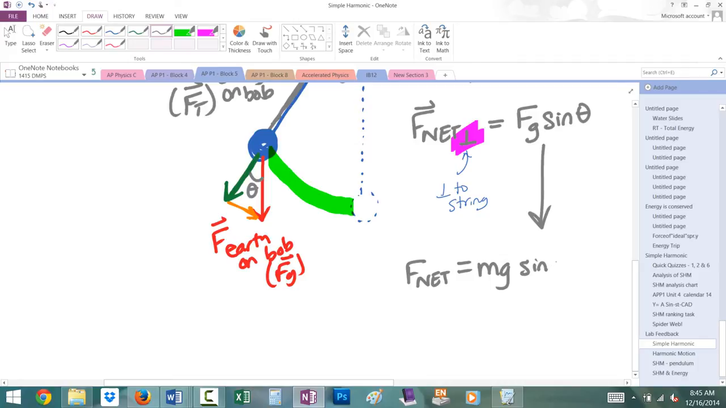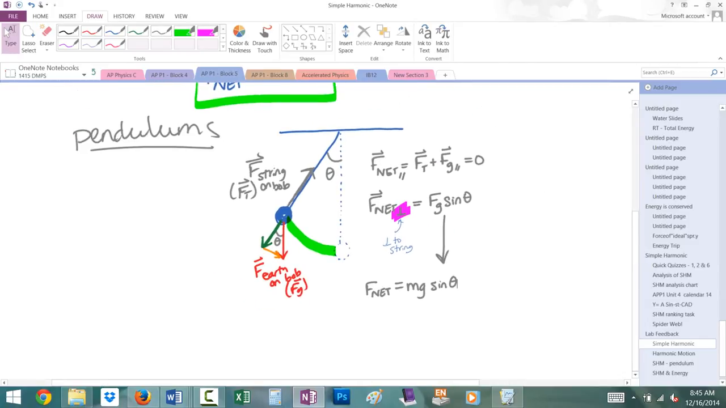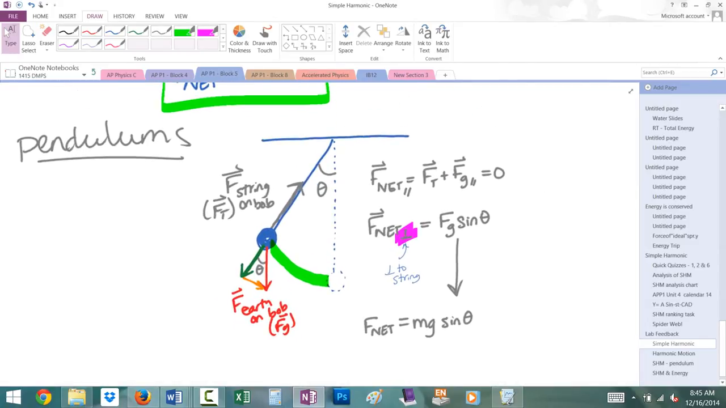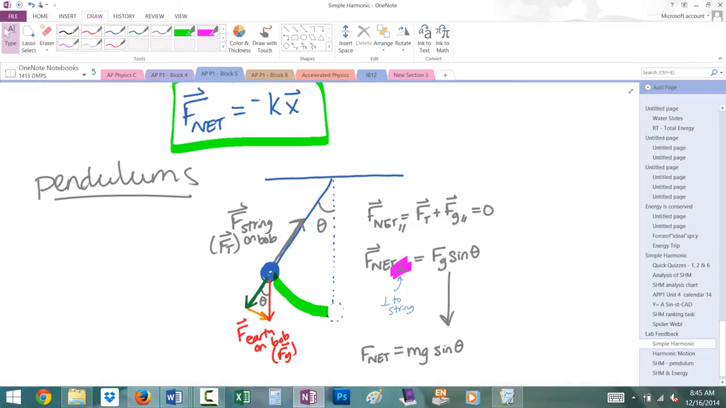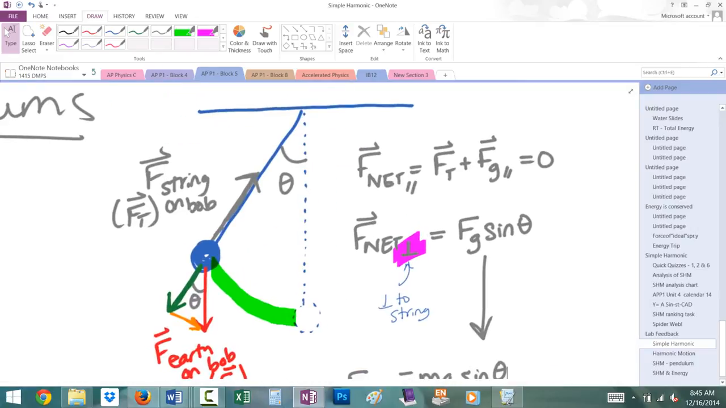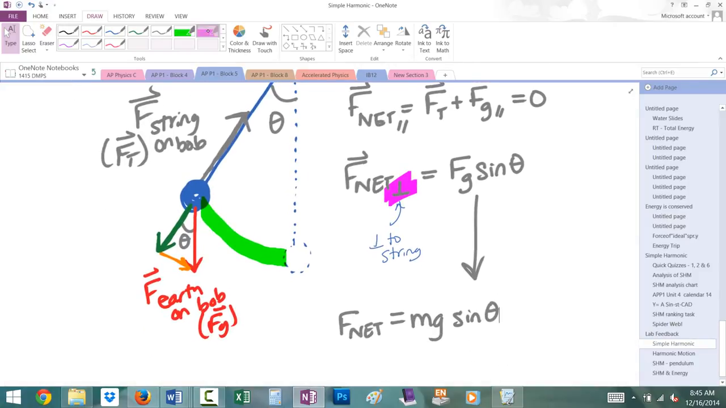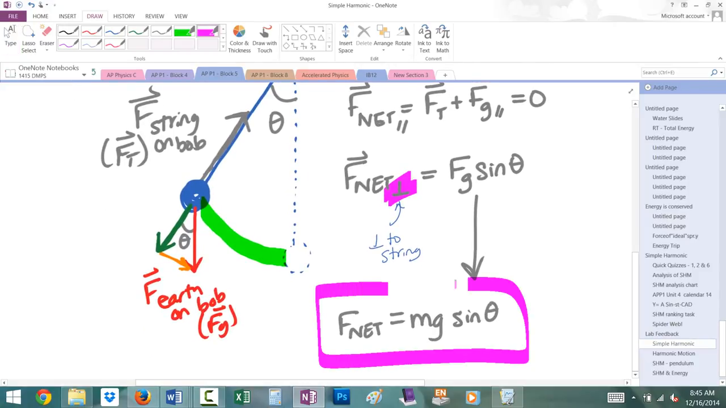Mg sine theta. I'm going to make this a little bit smaller because I'm a little overwhelmed by the size of what's happening there. And now it's really little. Bigger. Having a hard time with my decisions here. That's my F net, right?